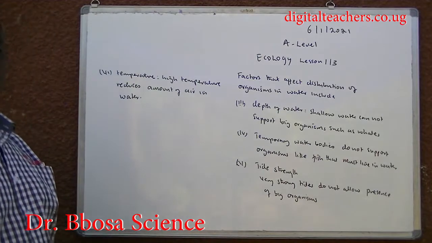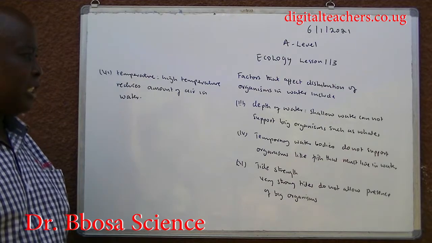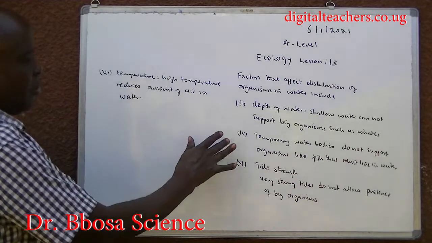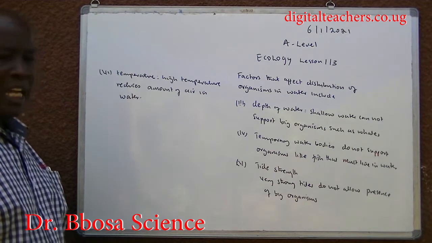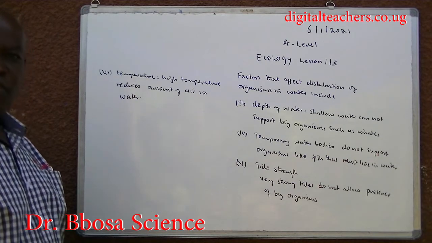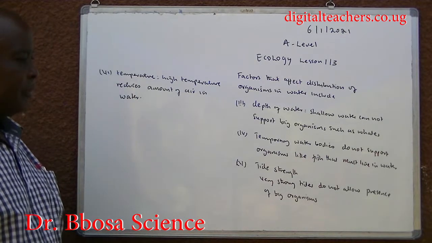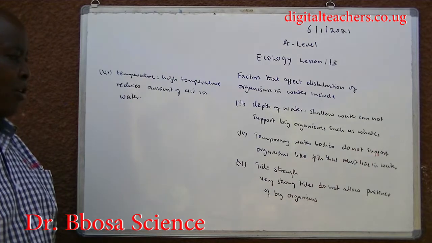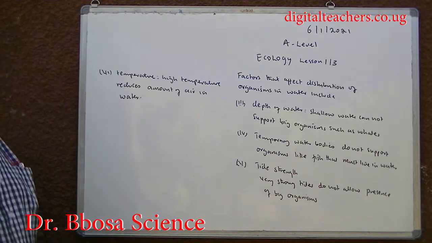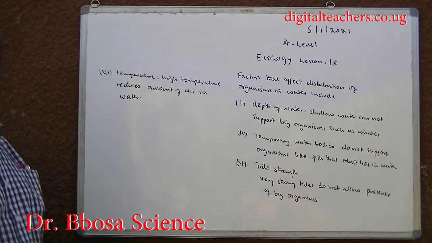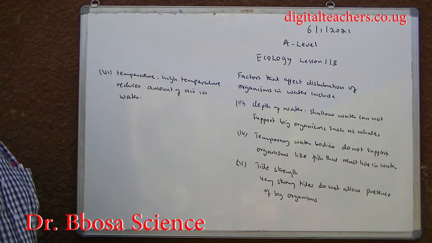3. Depth of water. Shallow water cannot support big organisms such as whales. 4. Temporary water bodies do not support organisms like fish that must live in water. 5. Tidal strength. Very strong tides do not allow presence of big organisms. 6. Temperature. High temperature reduces amount of air in water.